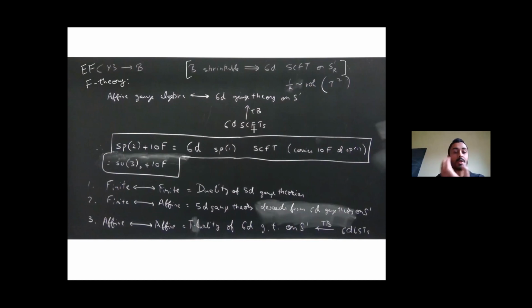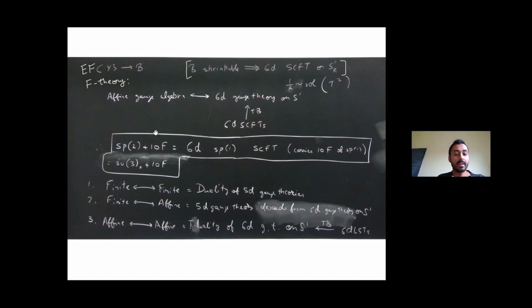So you need some sort of condition on this elliptically fibered Calabi-Yau threefold to know when the gauge theory actually comes from a 6D SCFT. And this condition is known to be that the compact curves in the base should be simultaneously shrinkable to a point.